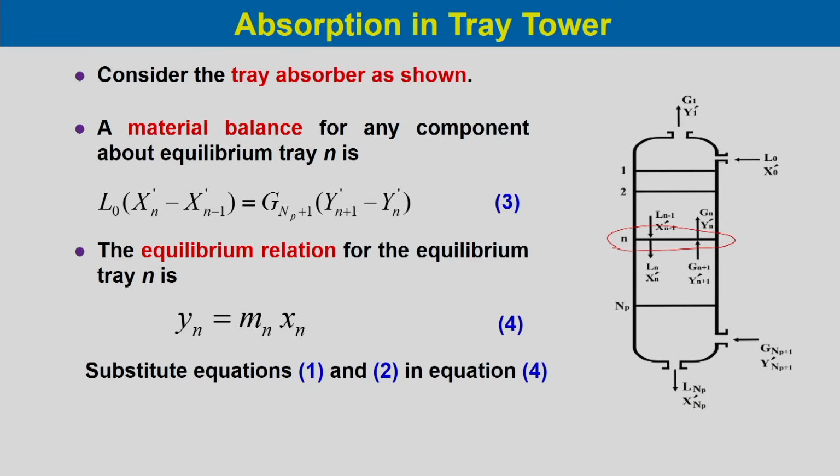So, now if we substitute equation 1 and equation 2 in equation 4, equation 1 and equation 2 is basically the mole ratio we have calculated based on the known inlet flow rates. So, if we substitute in equation 4 over here, we will essentially get capital Y_n' G_{np+1} by G_n would be equal to m_n x_n' into L_0 by L_n.